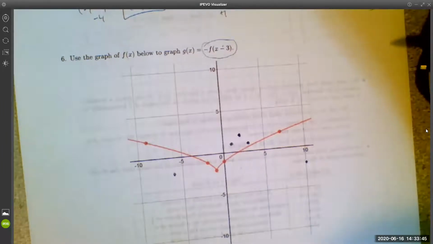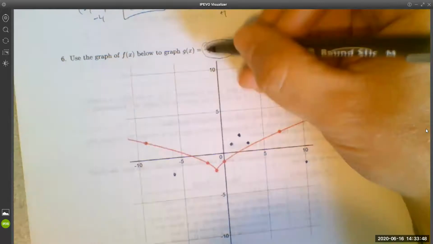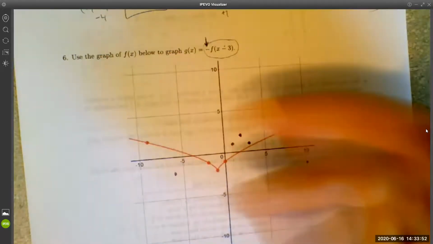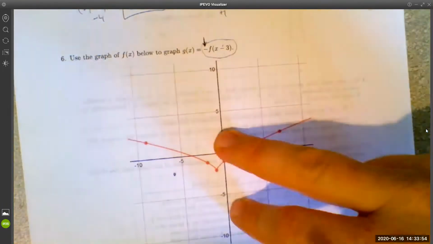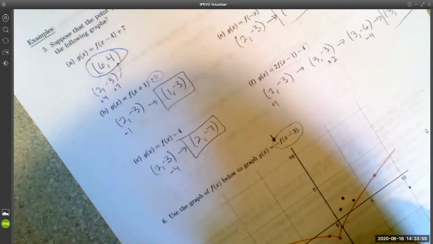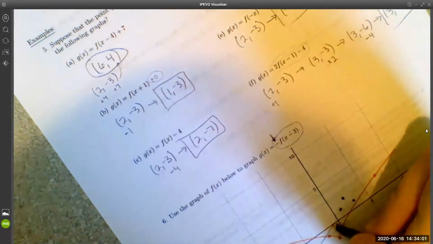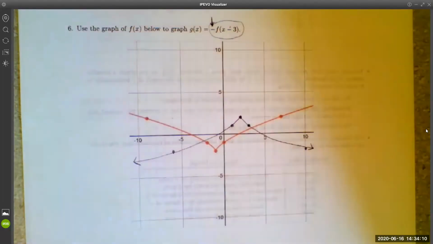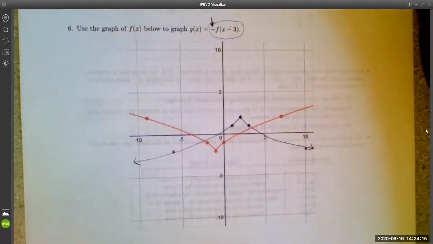So you can see that the whole thing's been flipped over, which is what having a negative sign out here does. It flips things over vertically, up and down. Then you just connect the dots, and you should get something that looks more or less like that.